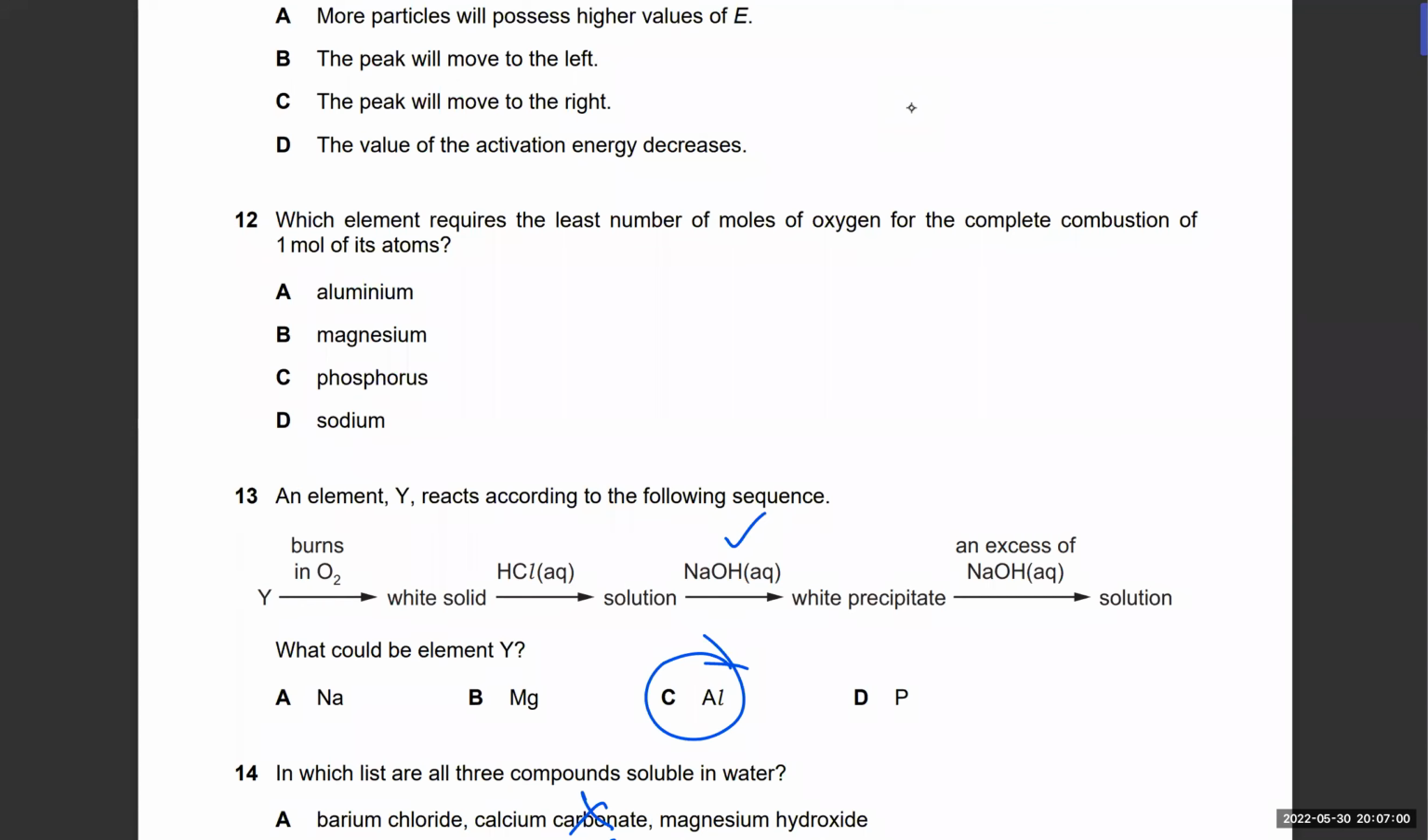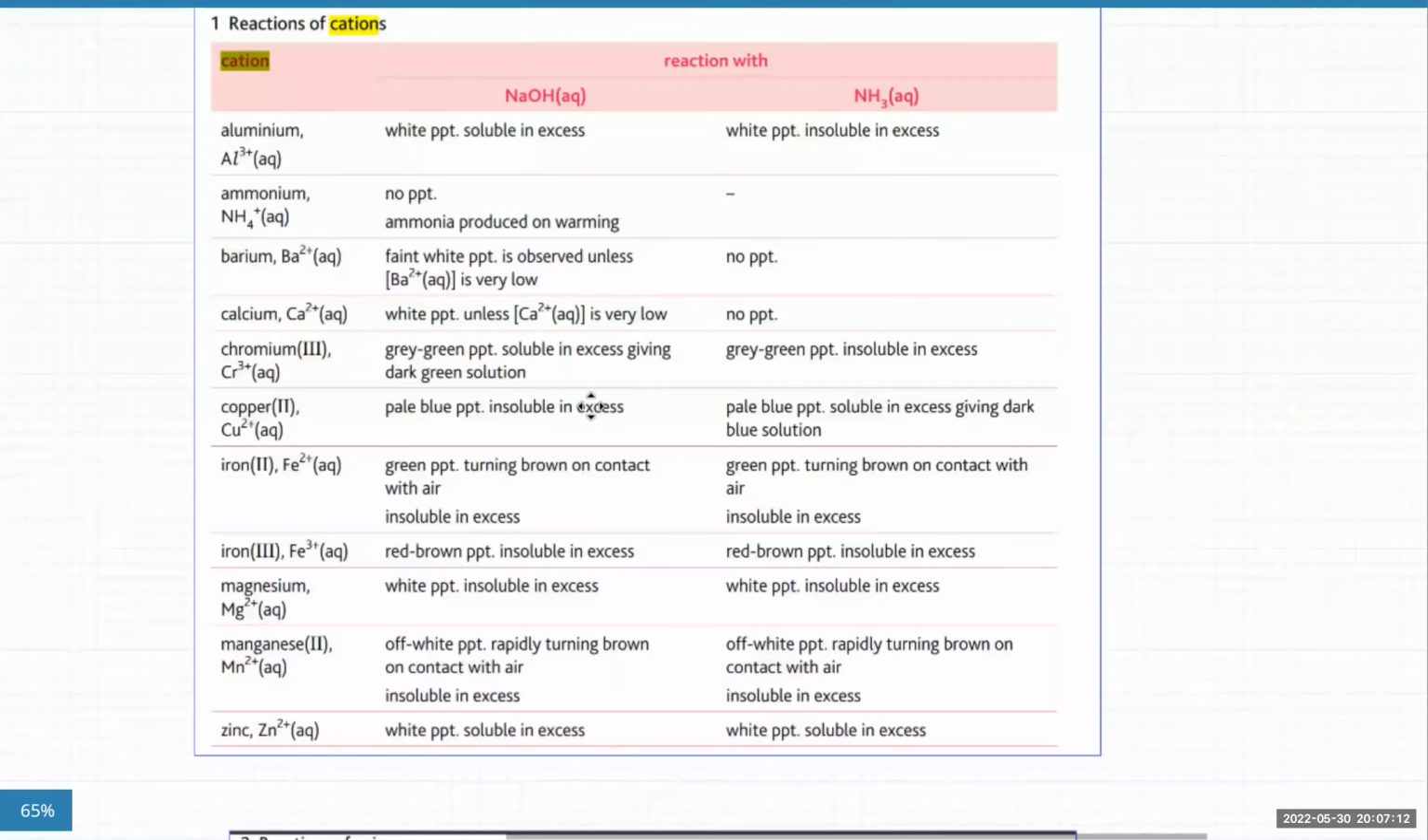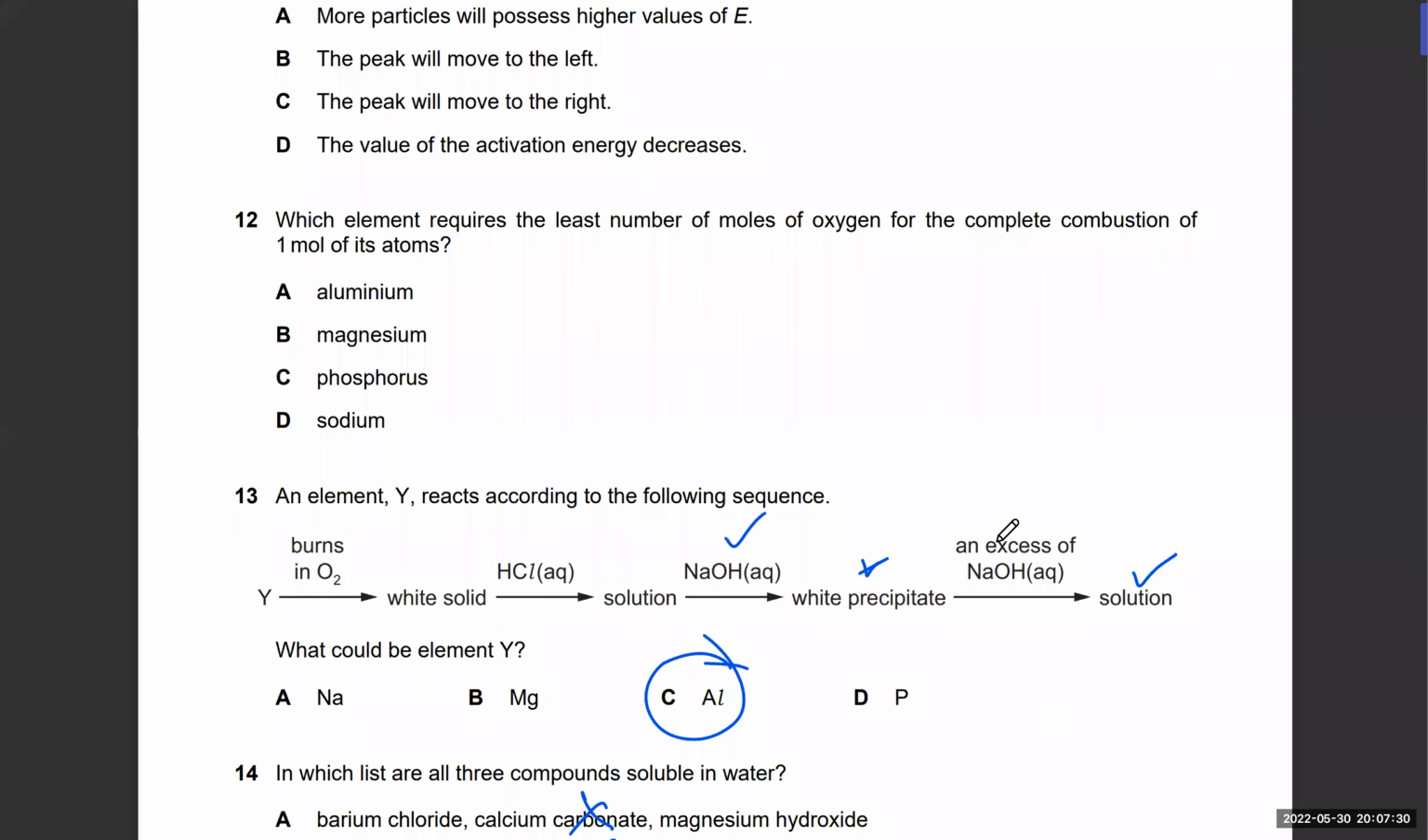Why was it aluminium? Because with NaOH, it gives a white precipitate which is soluble in excess of NaOH. So according to the test of cations, it's aluminium that gives a white precipitate soluble in excess of NaOH. Is that clear? Because they've given magnesium as well, but it gives a white precipitate which is insoluble in excess. So the answer is simply the test of cations. That's a test for aluminium ions. Is that clear?